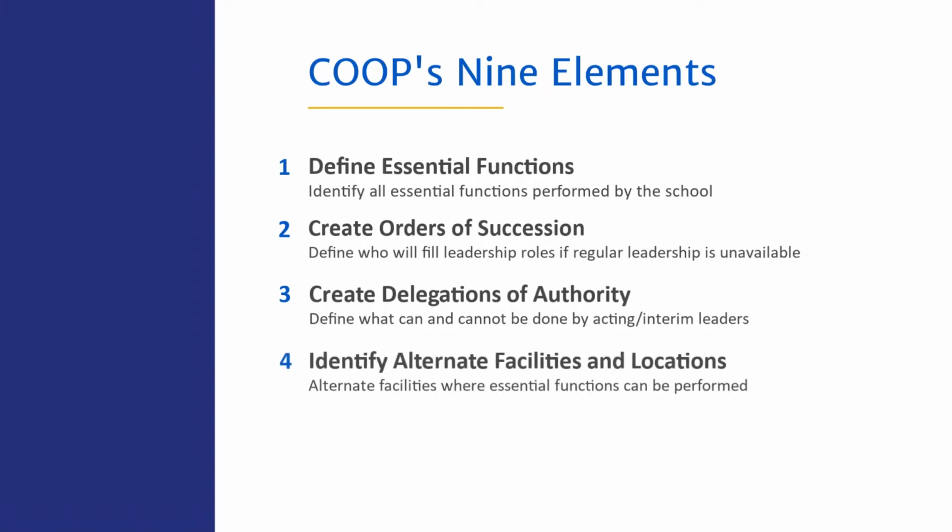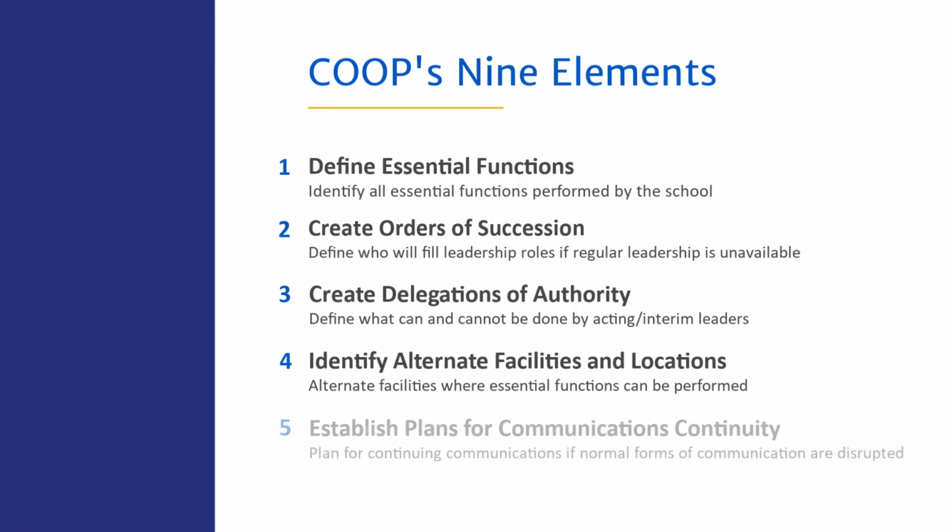Identifying alternate facilities and locations. This section of your COOP is critical if you are unable to use your building and facilities that are necessary for performing critical functions. Establishing plans for communications continuity. Communicating with stakeholders like teachers, staff, students, parents and guardians, and others will need to continue, even if normal operations are disrupted. This section provides guidance on how you will continue to provide information to your stakeholders.